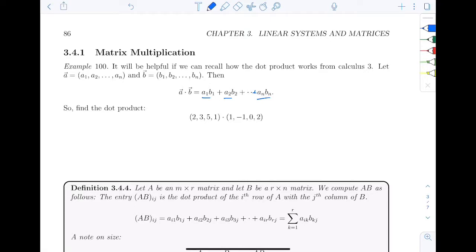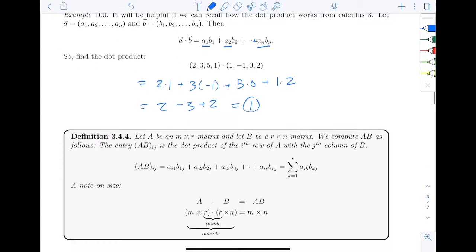So here we go with two four dimensional vectors here. So it's going to be 2 times 1 plus 3 times negative 1 plus 5 times 0 plus 1 times 2, which is 2 minus 3 plus 2, which is 1. There we go. So dot products are fairly straightforward. And we're going to need them in our definition of matrix multiplication.